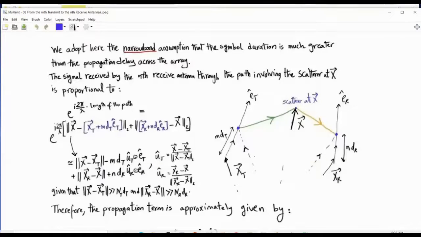Okay, so that's our geometry, and again we will take it for granted that whenever a signal propagates under some assumptions, it gets this factor e to the i 2 pi over lambda times the length of the path. Now, to write down something like this, let me state explicitly one of the assumptions. You need to assume something that makes this valid.